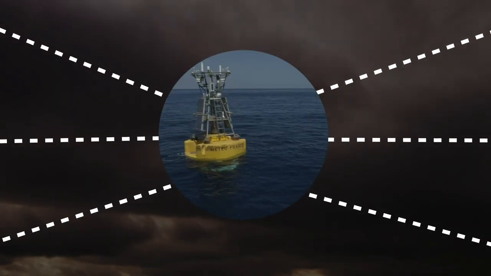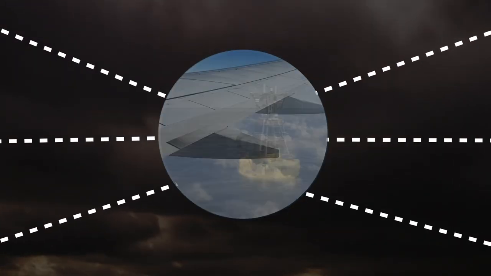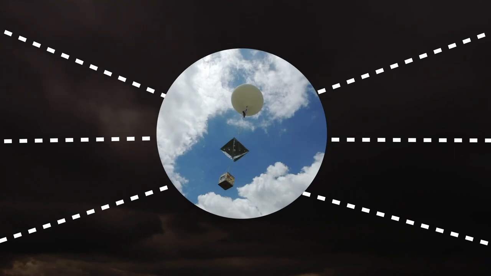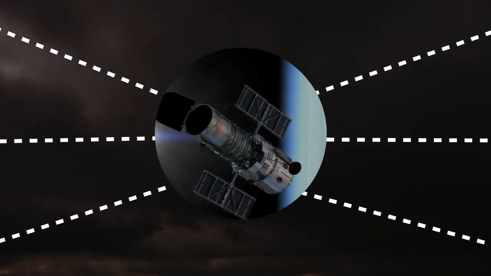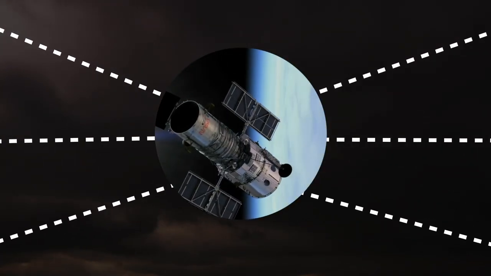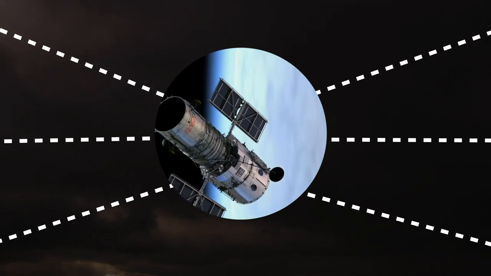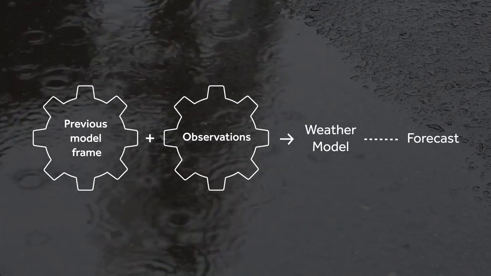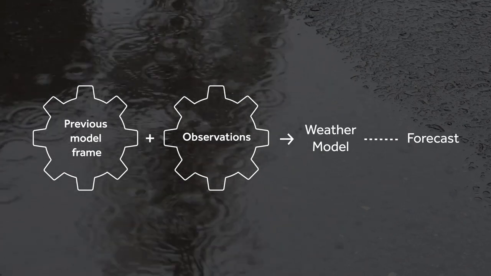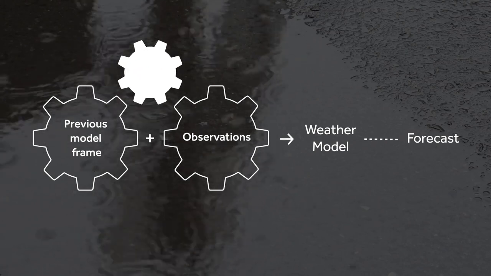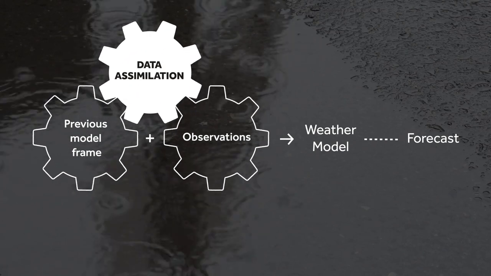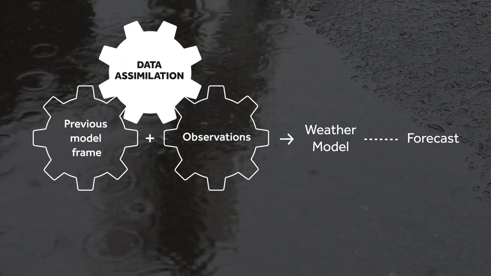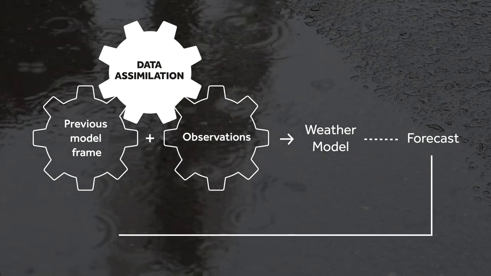The observations come from a range of sources, including buoys, airports, aircraft, weather radar, and satellites, which are vital for global coverage, especially over the vast and mostly data-sparse oceans. The role of data assimilation is to combine the observations and the weather forecast model in a way that optimizes the information from both. Data assimilation is a mathematical technique to provide the weather model with the best starting values for the next time it runs.